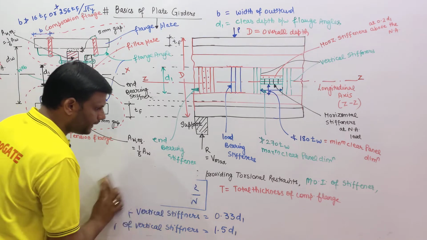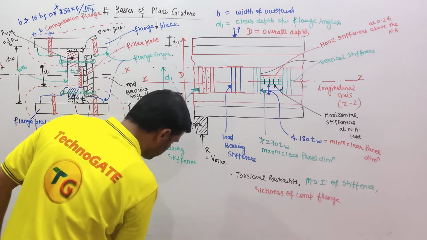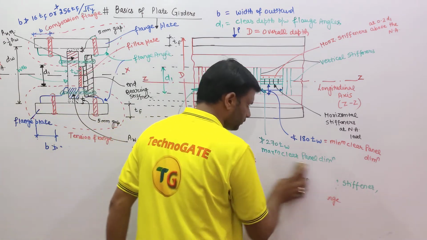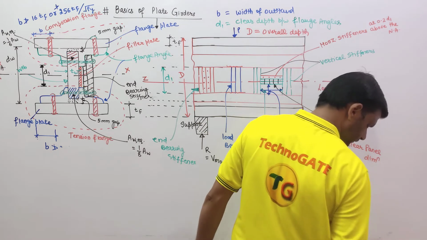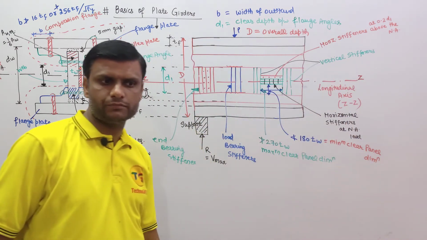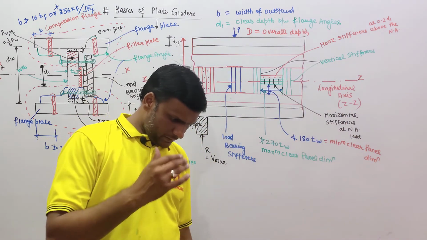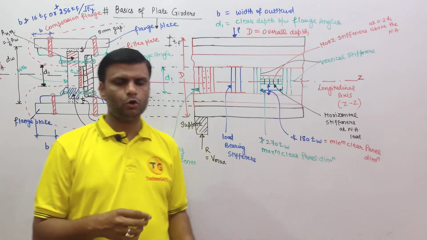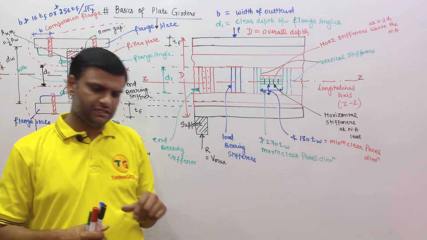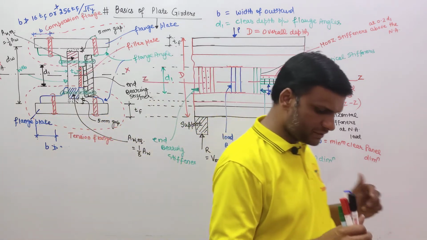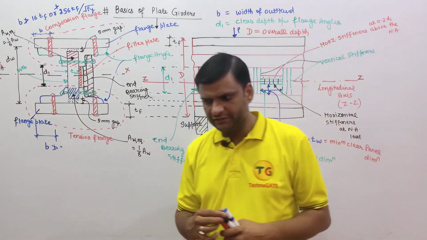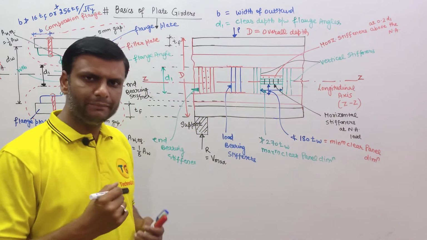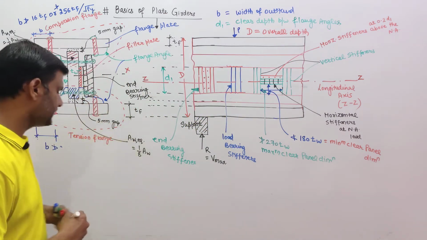Since end bearing stiffeners are designed as columns, if you remember the design of columns, to prevent diagonal buckling the web is treated as an imaginary column. Here also the same thing applies. So for end bearing stiffeners, the web is treated as an imaginary column.